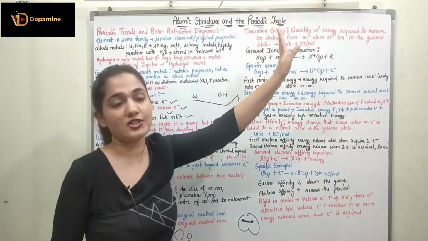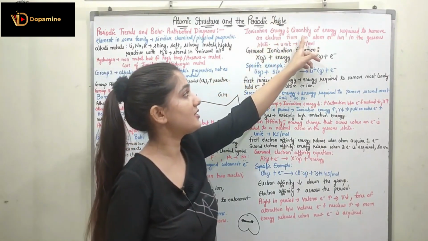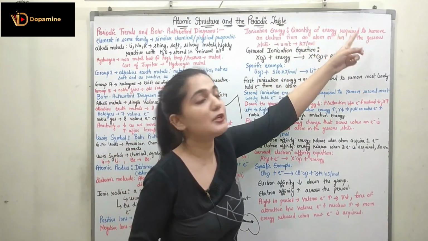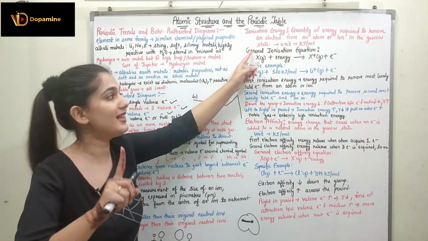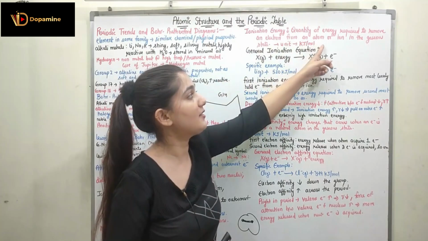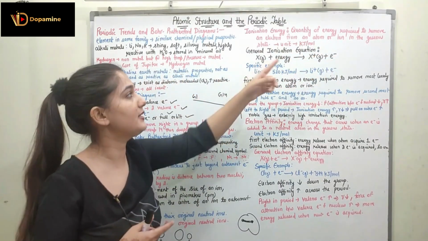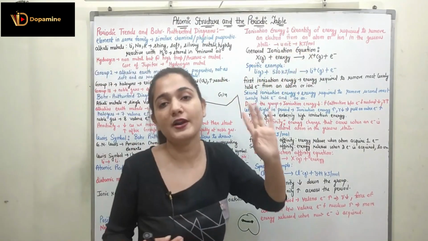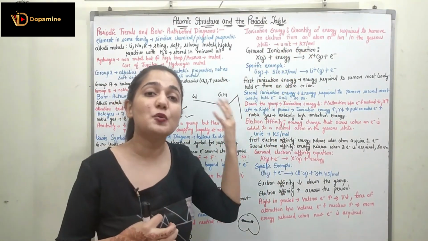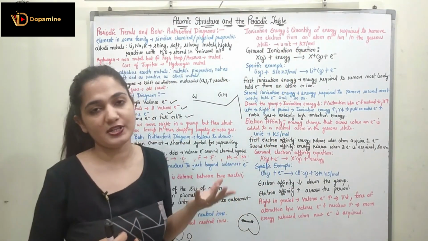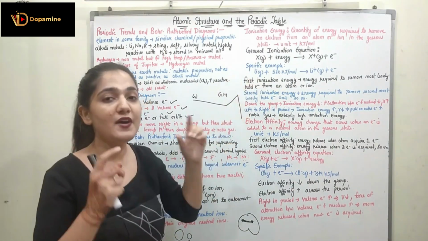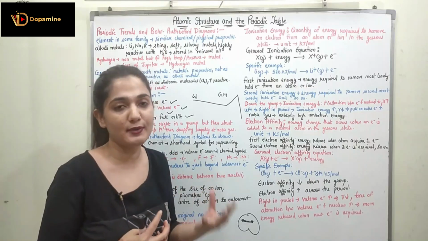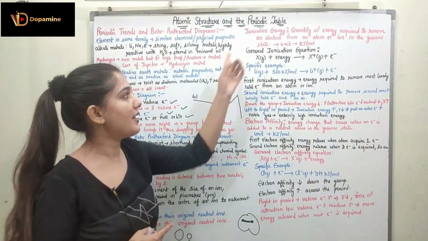Coming to the ionization energy. Ionization energy is the quantity of energy required to remove one electron from an atom or even an ion in the gaseous state. It is measured in kilojoules per mole, because we are finding the quantity of energy. So if I want to remove one electron from an atom or ion, the amount of energy required to remove this electron is the ionization energy.